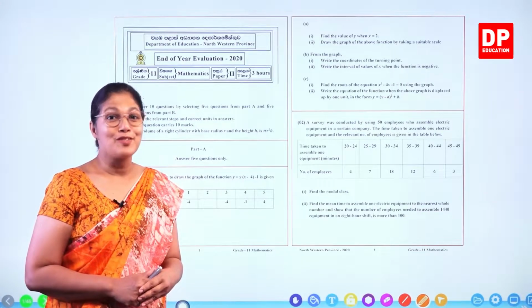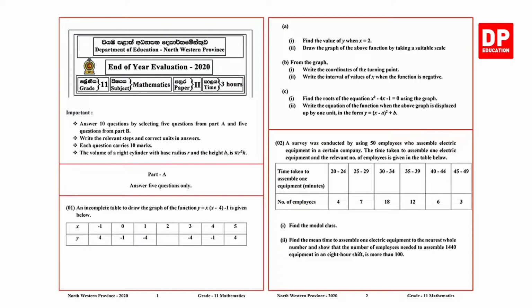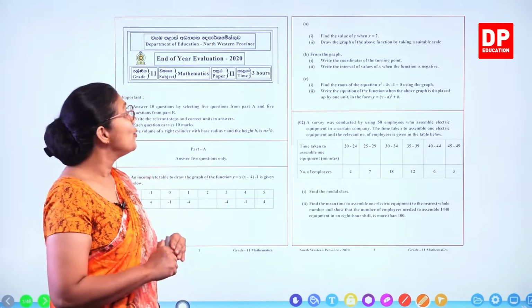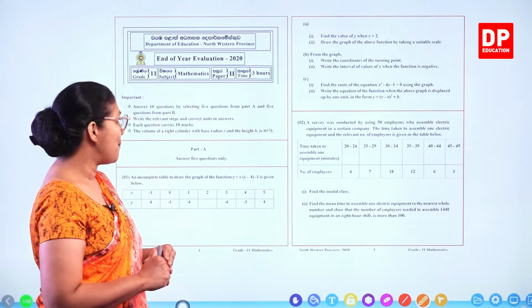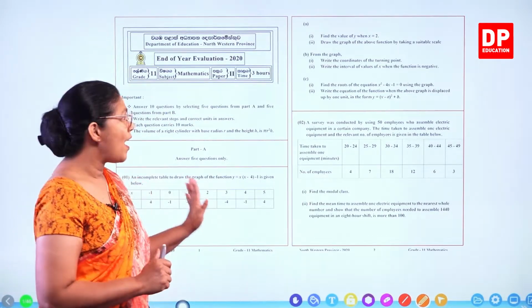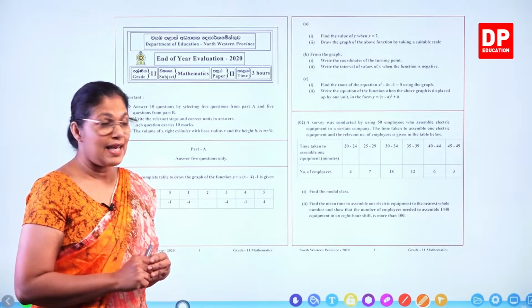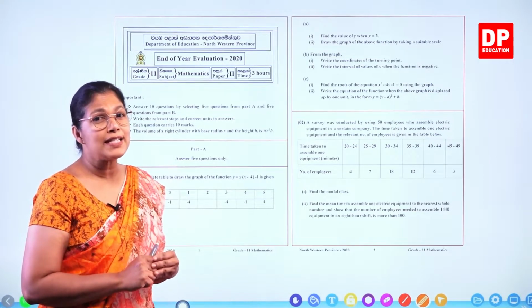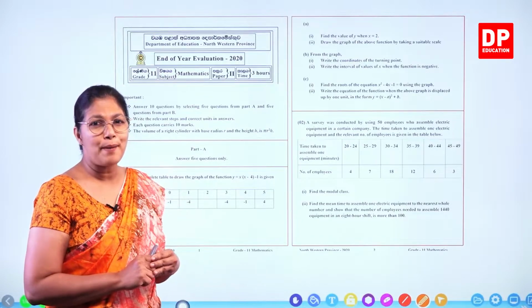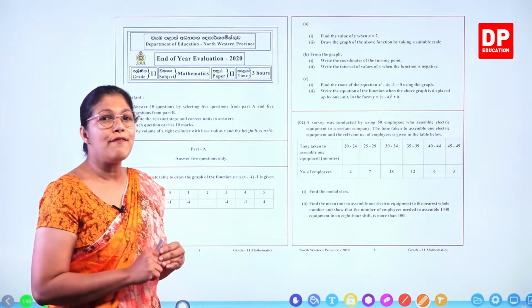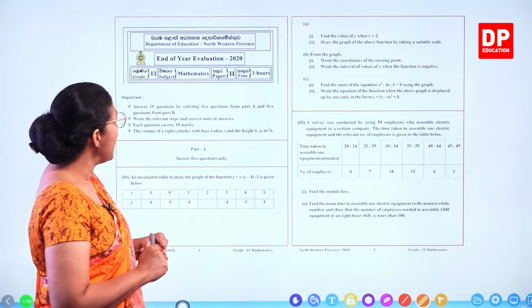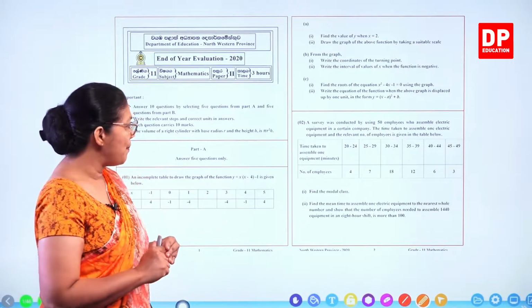Hello O-level students. Today I am going to discuss the End of Year Evaluation 2020, Department of Education, Northwestern Province paper. This is paper 2. You already know that you get 3 hours for this paper. There are 2 parts, part A and part B. You get 6 questions in part A and 6 questions in part B, but you have to do only 5 questions in part A and 5 questions in part B.